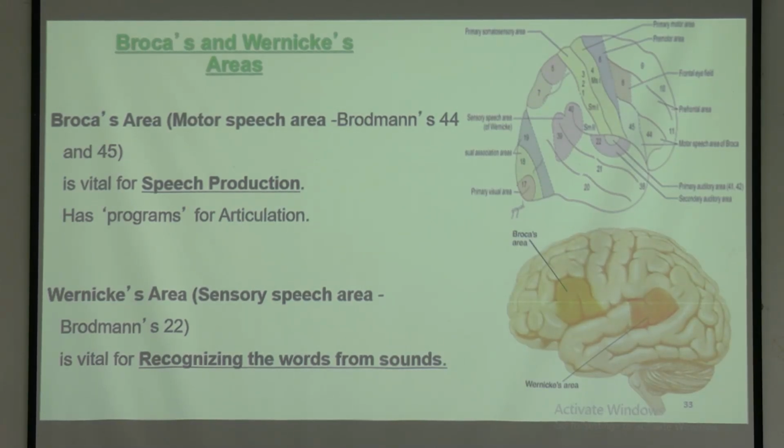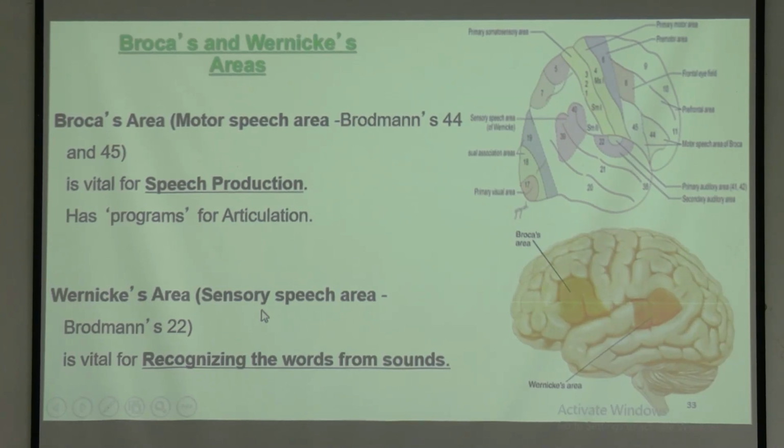Now the other part we call the sensory part. That means the other area we call the sensory speech area of Wernicke's, which is known as area 22. This area is opposite to it. You see this lateral sulcus on top; towards the occipital pole we have Wernicke's area, and this is Broca's area towards the frontal pole. So Wernicke's area is the sensory speech area, area 22.